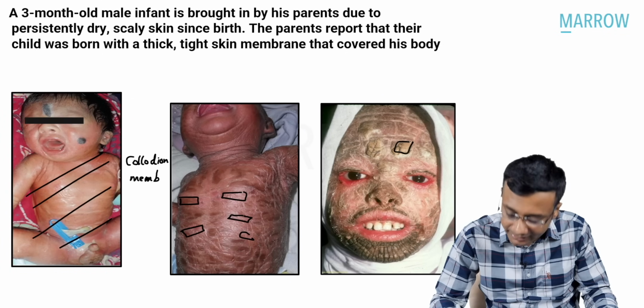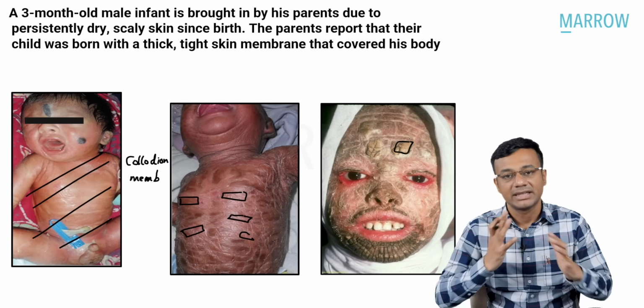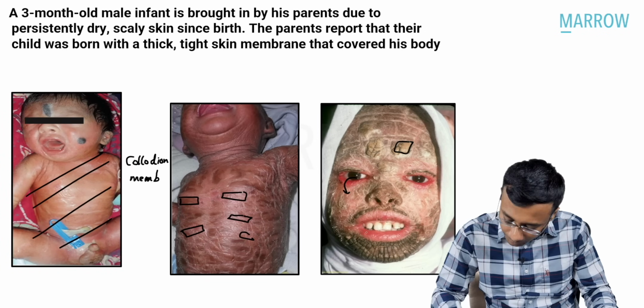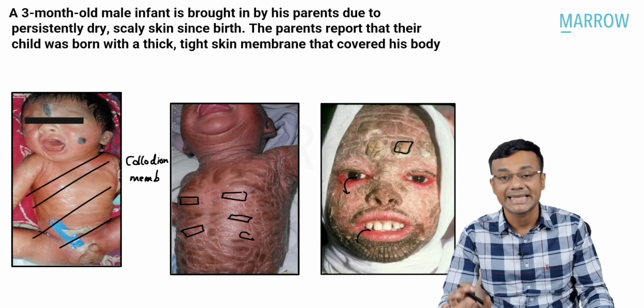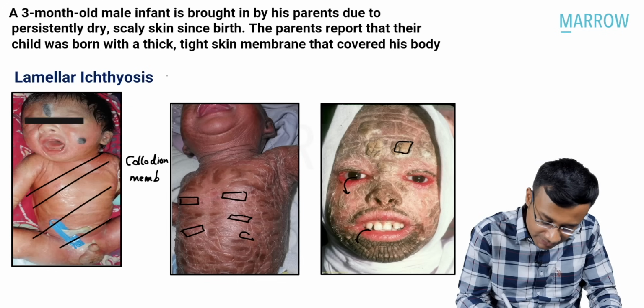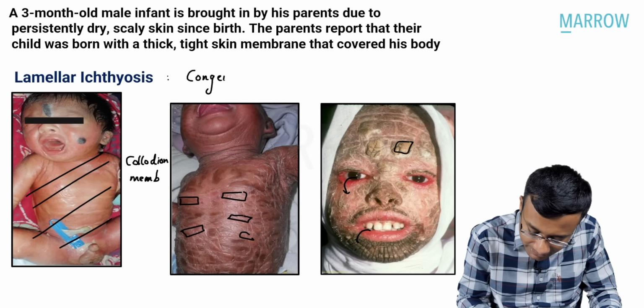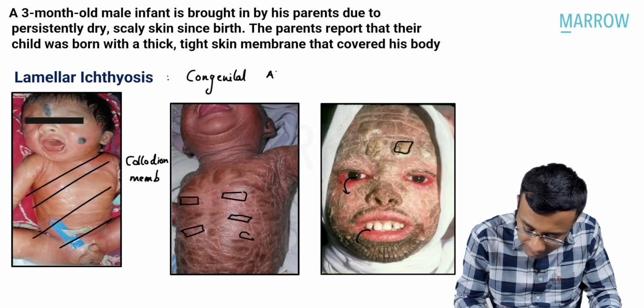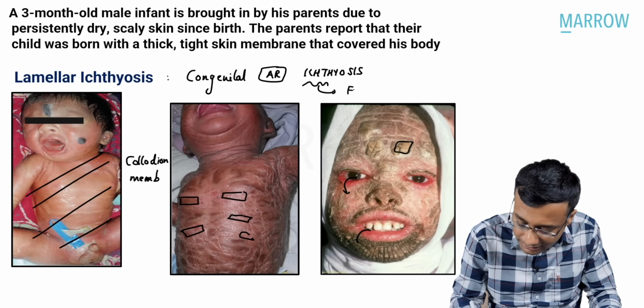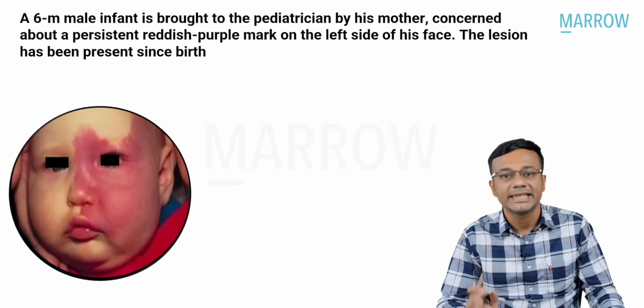You can see these dark plate-like adherent scales, and many a time when the membrane gives way, you get the outward turning of the eyelid, which is called ectropion, and the outward turning of the lip, which is called eclabium. So this together is talking about lamellar ichthyosis. Lamellar ichthyosis is a form of congenital ichthyosis. It's a congenital autosomal recessive ichthyosis. Ichthyosis is a condition characterized by fish-like scales.